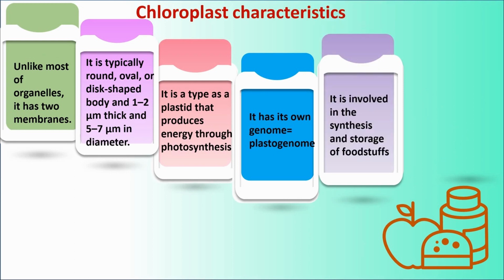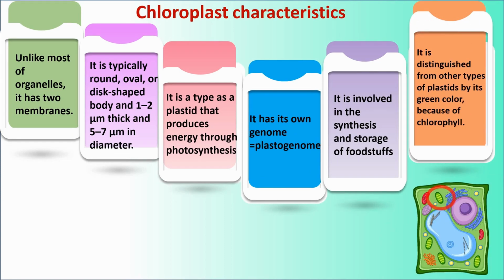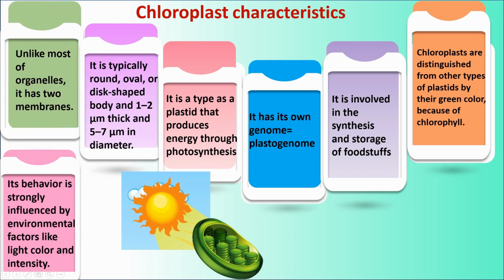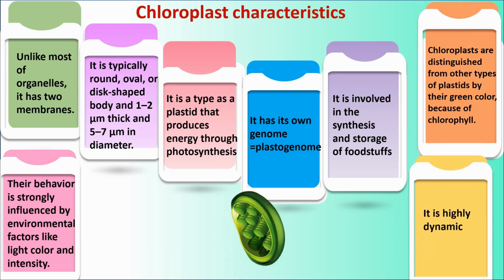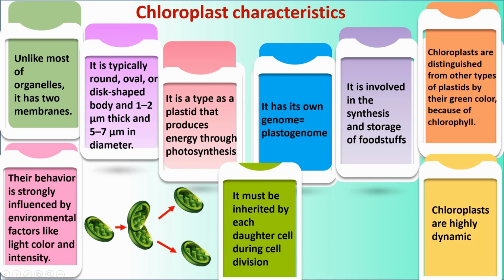It is involved in the synthesis and storage of foodstuffs. It is distinguished from other types of plastids by its green color because of chlorophyll. Its behavior is strongly influenced by environmental factors like light color and intensity. It is highly dynamic, and it must be inherited by each daughter cell during cell division.